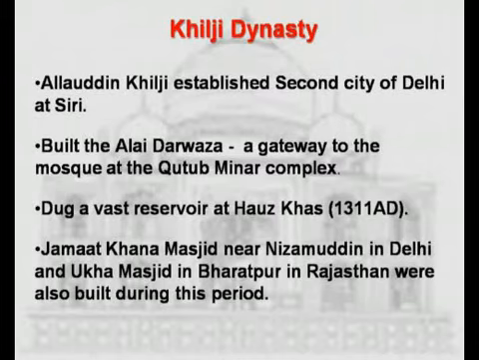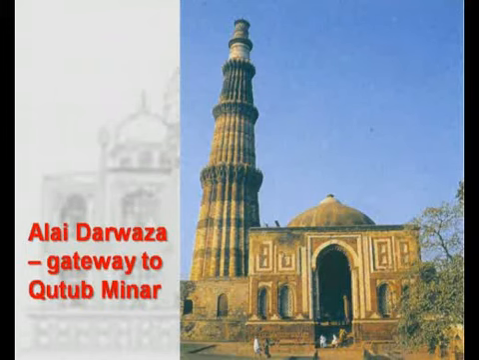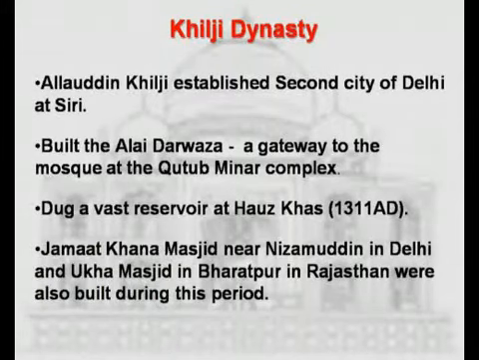Coming to the Khilji dynasty, nothing much about Jalaluddin, the first ruler. Alauddin Khilji established the second city of Delhi at Siri, built the Alai Darwaza, which served as a gateway to the mosque of the Qutub Minar complex. He dug a vast reservoir at Hauz Khas around 1311 AD, and many other masjids in Rajasthan were also built by him.